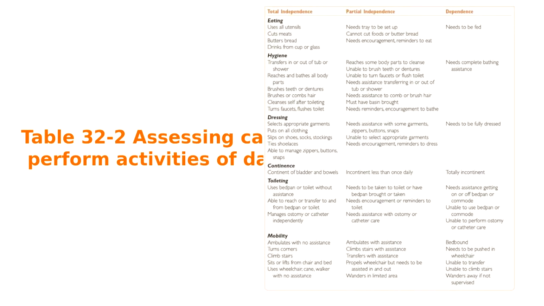For continence, incontinent less than once daily would be partial independence, and total incontinence would be dependence. For toileting, you want to see if a patient can use a bedpan or a toilet without assistance. And for mobility, you want to see if the patient can get out of bed or if they can ambulate with one person assist or two person assist.